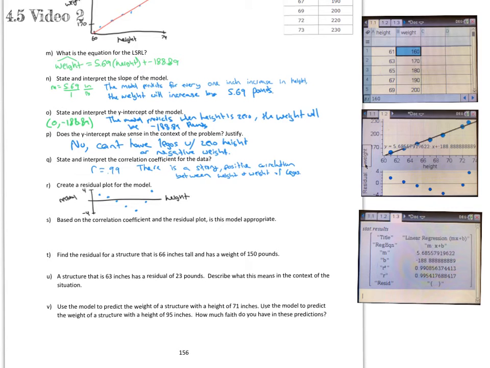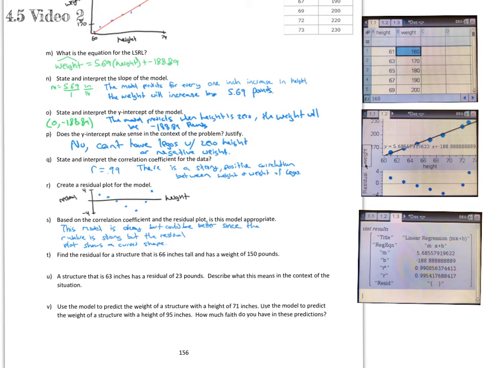So we'll write a little sentence here that says something like, this model is okay, but could be better, since the R value is strong, but the residual plot shows a curved shape. All right, just a few more questions.